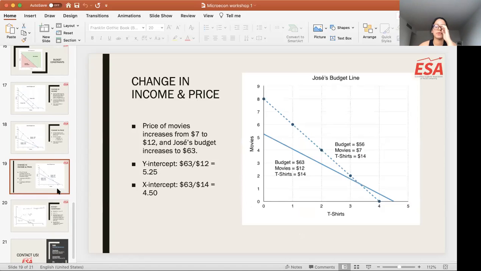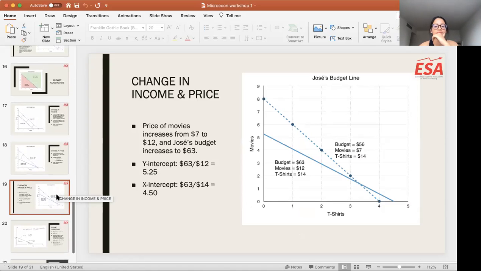This is pretty straightforward stuff. The beginning of the course is pretty straightforward. The midterm is pretty easy as well. You should just do all the problem sets and you will be fine with the midterm. So this is the case where there's a change in income and price.